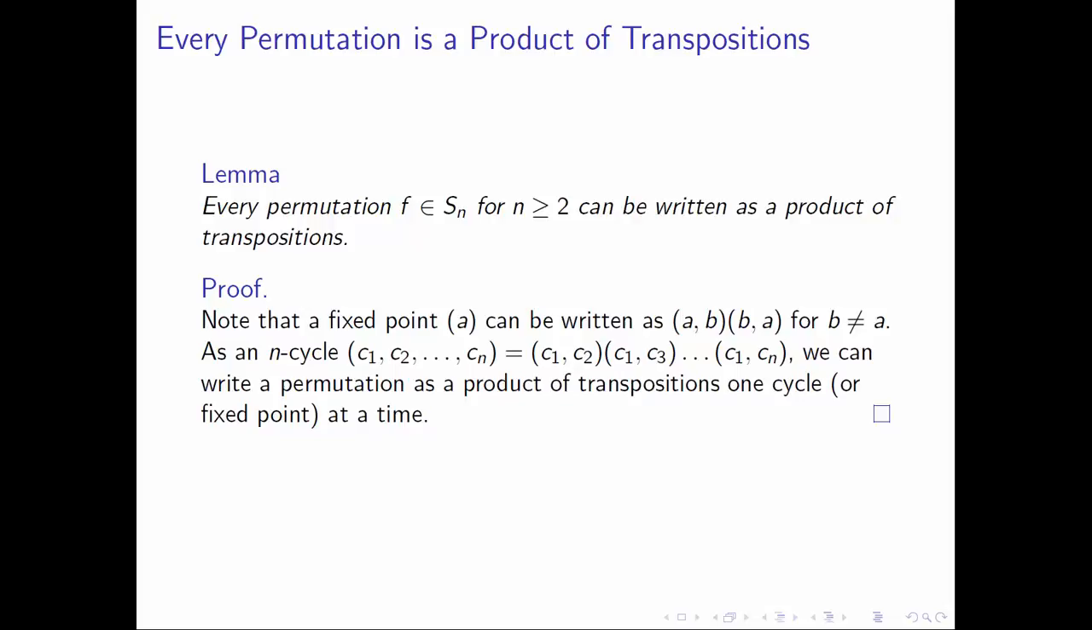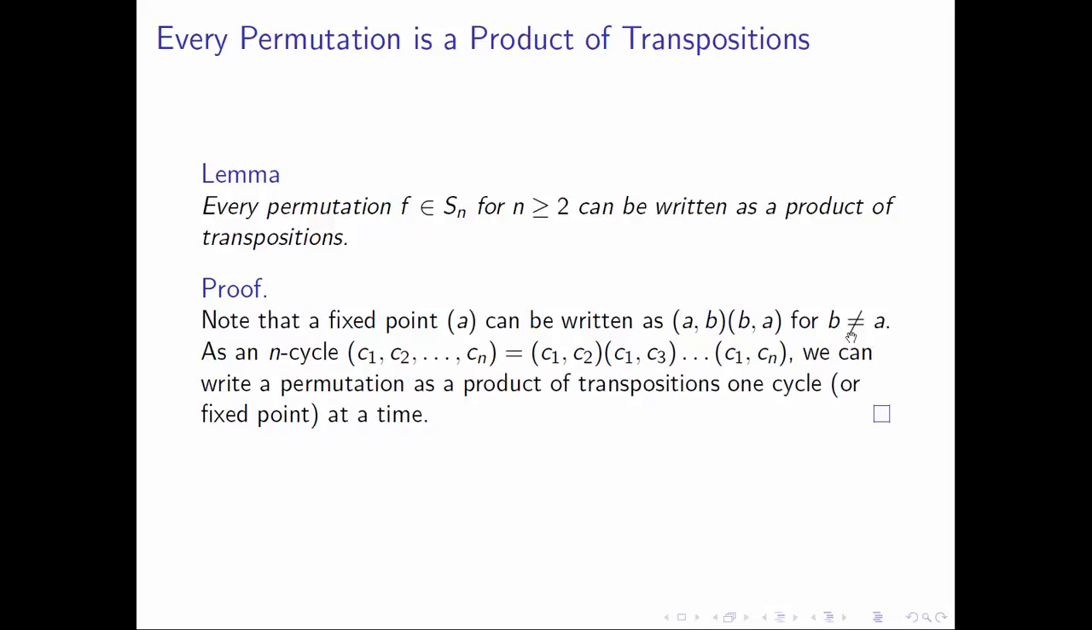Now, the first thing that we need to do is note what happens with a fixed point. So we need to think about any permutation we could possibly have, and many permutations have fixed points, points that just get mapped to themselves in disjoint cycle notation. Since n is greater than or equal to 2, we know we are looking at the symmetric group on at least 2 letters, so we can pick 2 numbers that are not equal to each other, a and b. And you can write a fixed point as (a b)(b a).